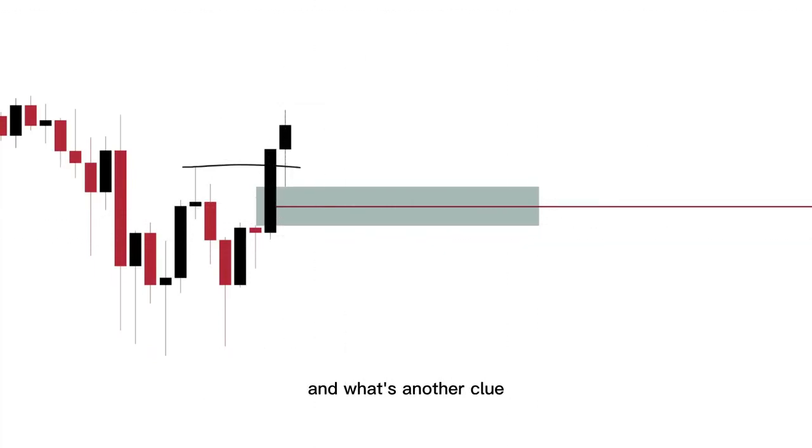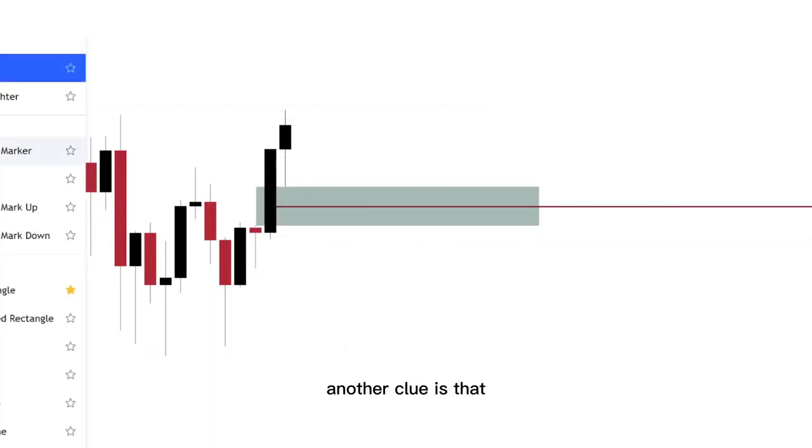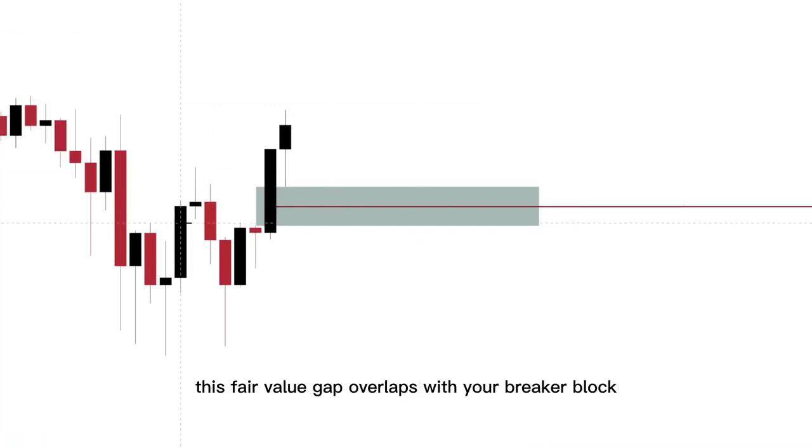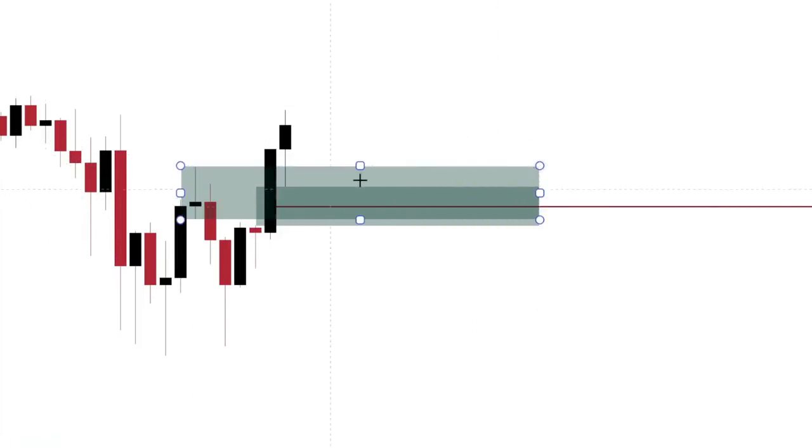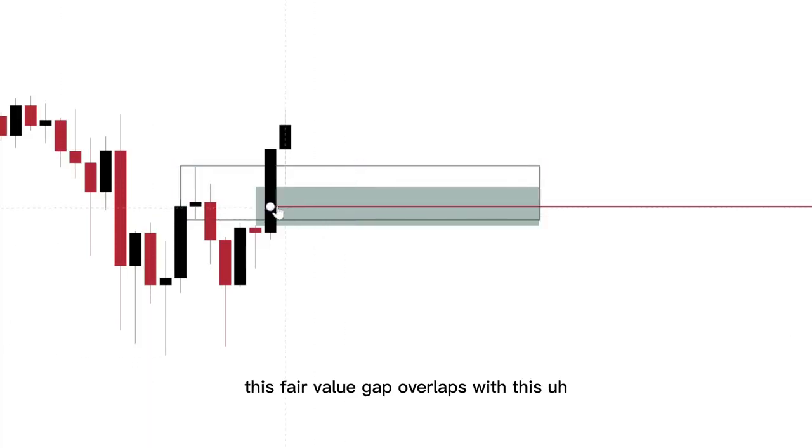And what's another clue? Another clue is that this fair value gap overlaps with your breaker block, which would be your mitigation block right here. So the fact that this fair value gap overlaps with this breaker block inside of our shelf, this is extra confirmation that you could be looking for a rejection from this fair value gap, from the 50%. And that's the best time to trade fair value gaps.